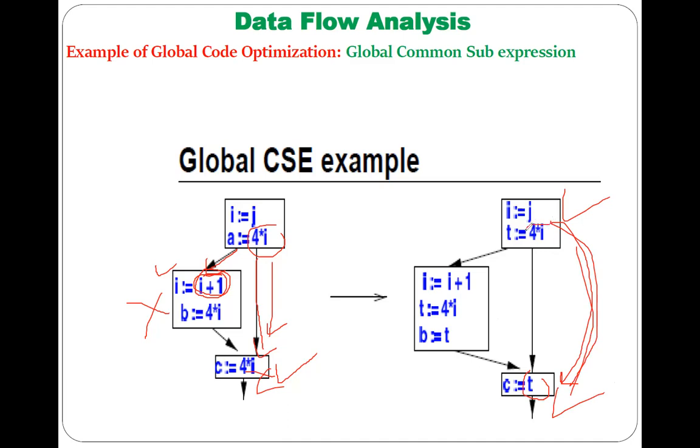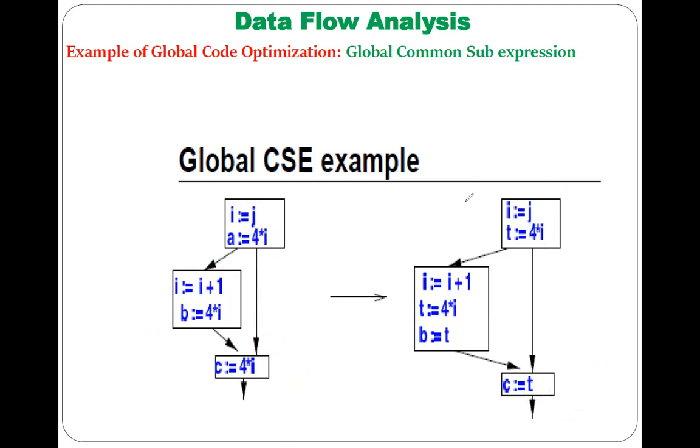Okay, so this 4 into I is an available expression for this block, but it is not an available expression for this block. The reason is that for this block the value of I is getting changed, but here you are getting the control directly from this block to this block. That is the reason the I value in 4 into I remains the same. But in this block, until the program control reaches this point, the I value is getting changed. Understood? So that is the reason you can do the optimization between these two blocks. That is global common subexpression elimination.